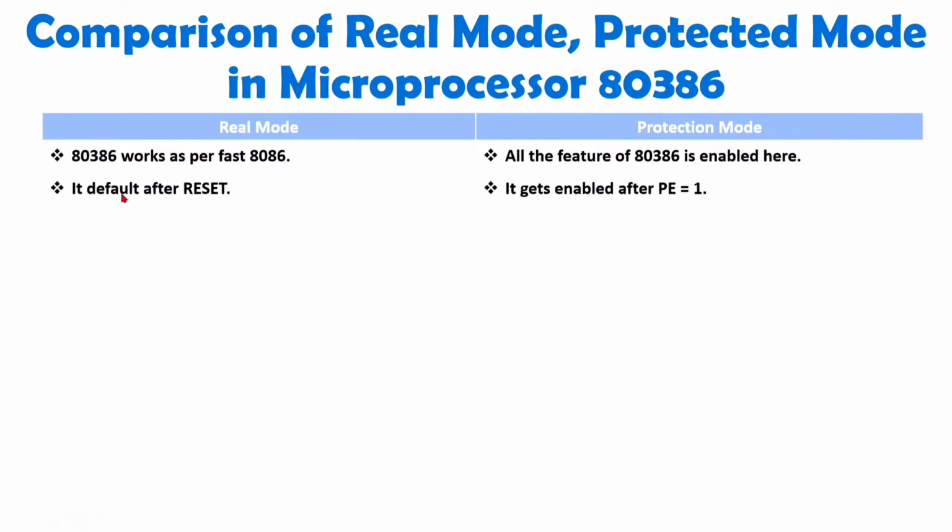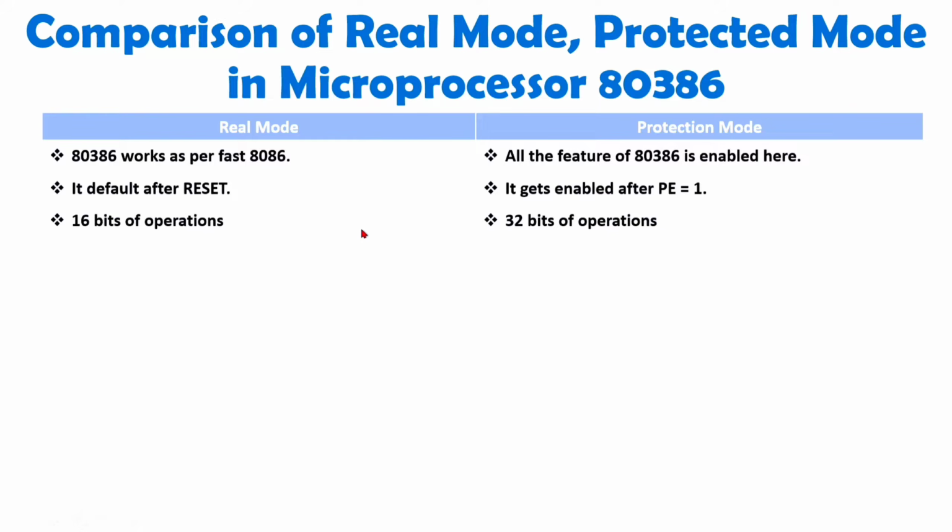My dear students, here when you reset your computer, by default this mode will be there. And once setup of your computer is completed, this protection mode will get enabled by setting PE bit equal to 1. This PE bit is there in the control register. So in the control register, I'll explain how this bit is there, right? So once your 80386 setup is completed with real mode, PE bit will get set to 1, meaning now 80386 has entered into protection mode, right?